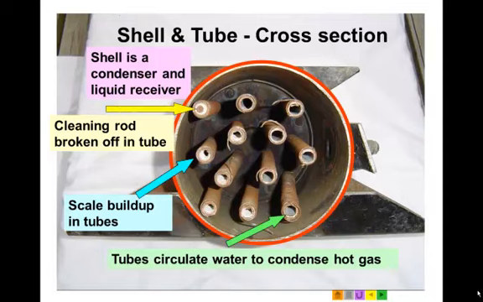Cleaning rod is broken off in the tube. Now, in order to clean these tubes, you can actually take the water boxes off, which will expose these tubes, and you can put a cleaning rod down through them to clean them. But notice someone has broken a cleaning rod off in the tube and left it there.